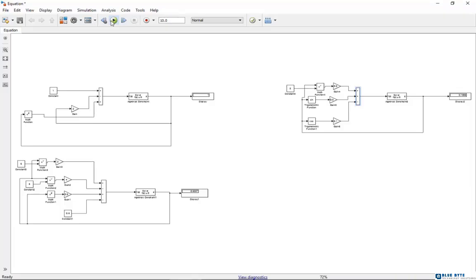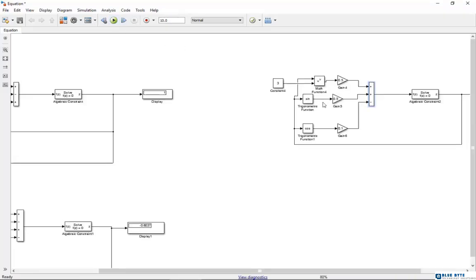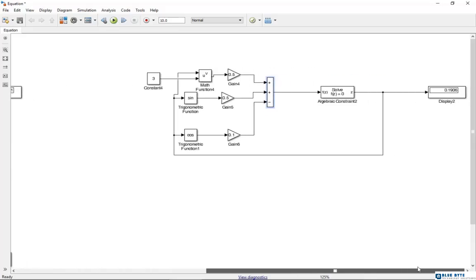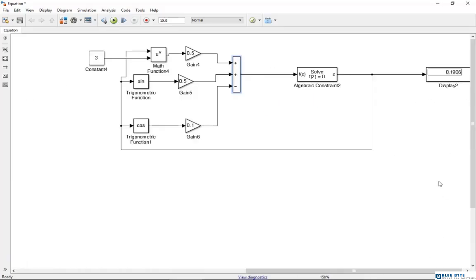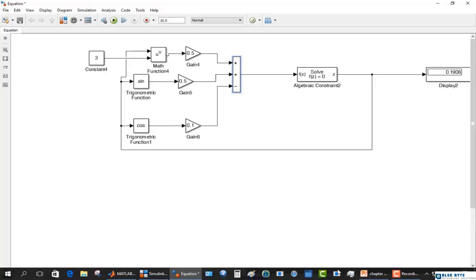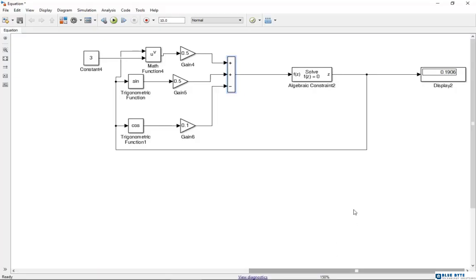Now if I run the system, you can see its amount here. Okay, now you can see the output here. Solving this kind of equation by other softwares is difficult, but here we simulated the nonlinear equation by this block in the least possible time, and very easy.